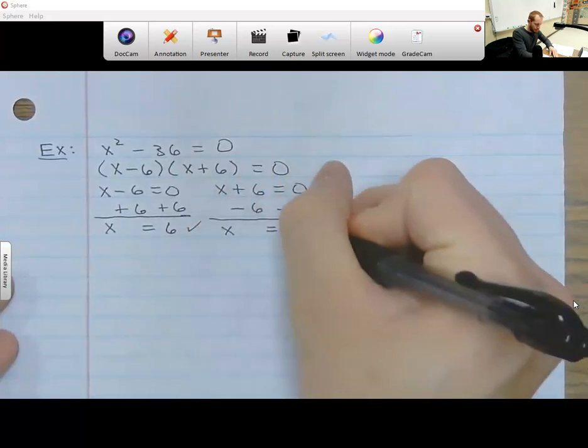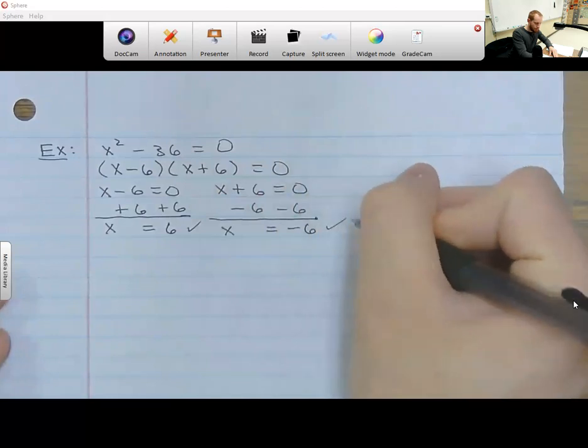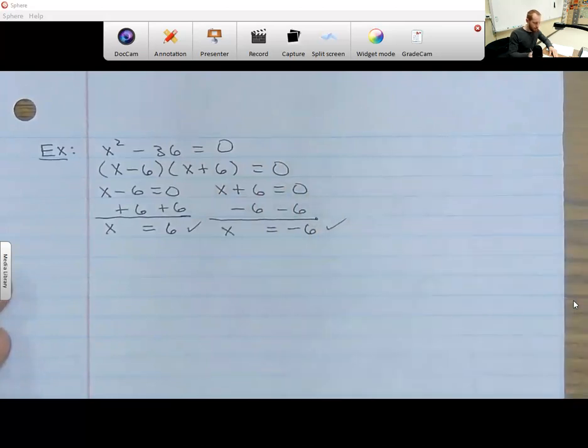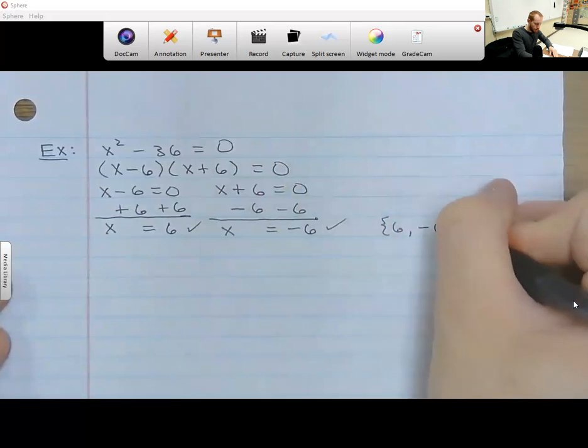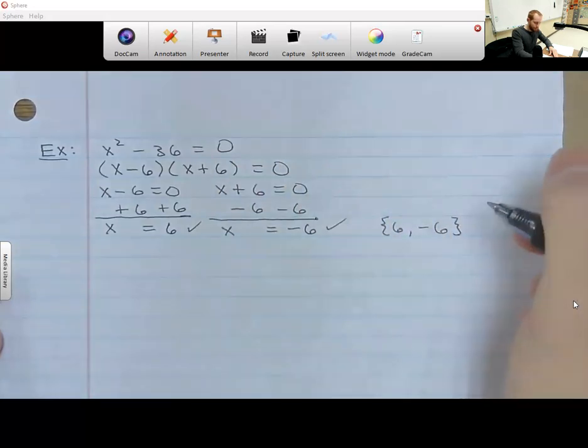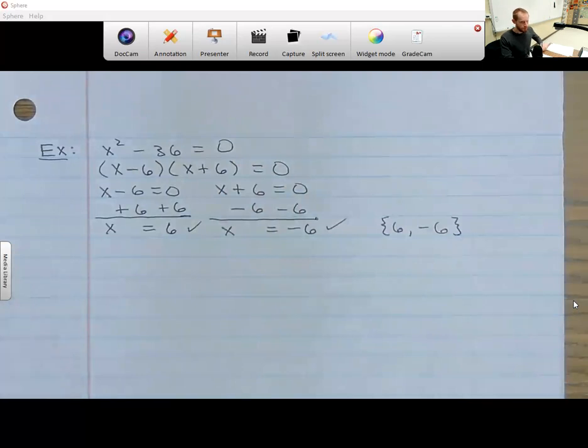So that's going to give me negative 6. So now I know what my two answers are going to be, 6 and negative 6. All right, that's my solution set. And in the interest of time management, I am not going to check this one, but you can if you want. You're going to be able to get 0 equals 0 at the very end, I promise you.